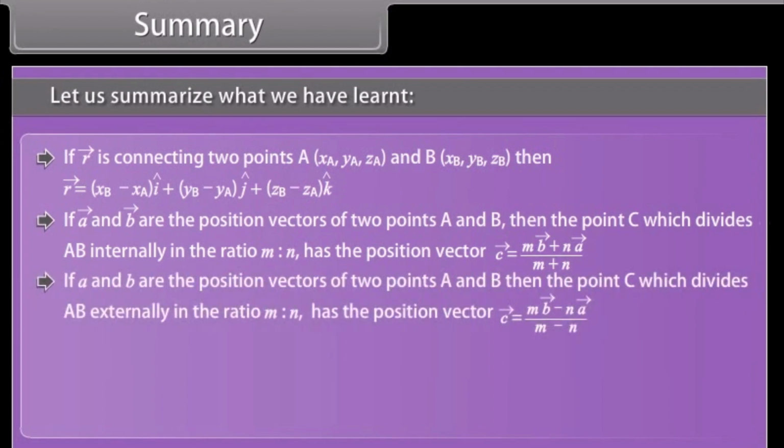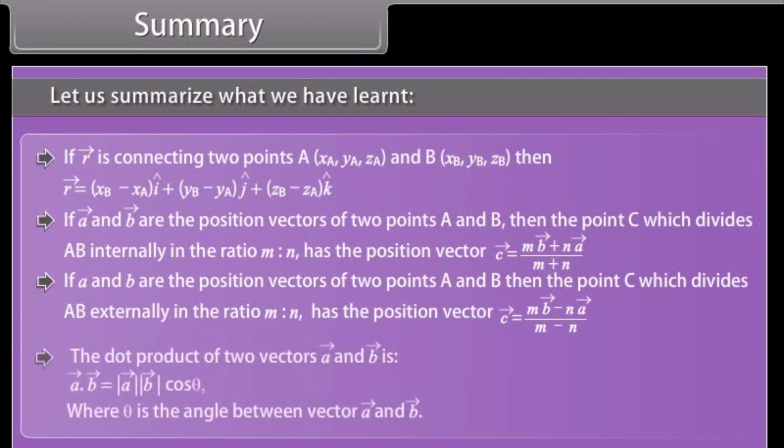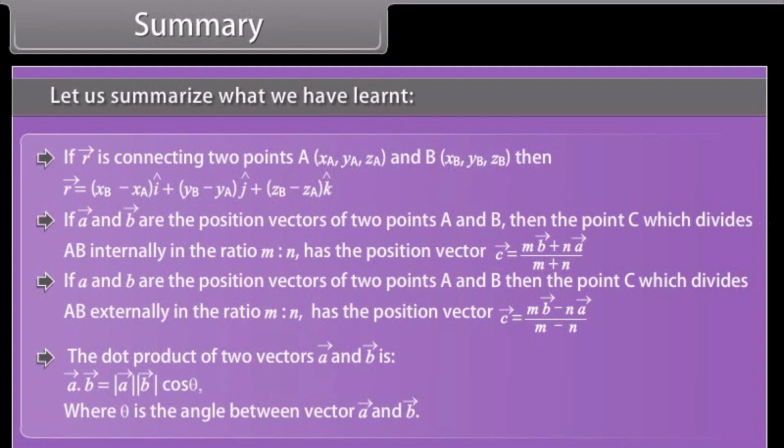If A and B are the position vectors of 2 points A and B, then the point C, which divides AB externally in the ratio m:n, has the position vector vector C equals (m times vector B minus n times vector A) by (m minus n). The dot product of two vectors A and B is the magnitude of A times the magnitude of B, multiplied by the cosine of the angle between A and B, where theta is the angle between vector A and B.